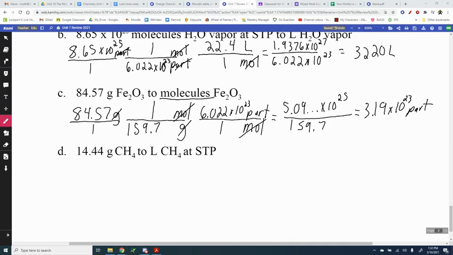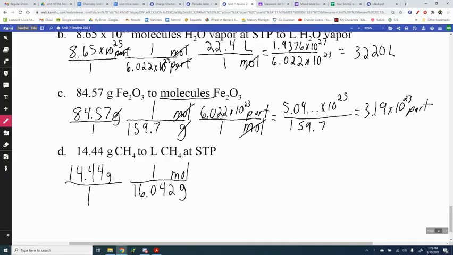Okay, last one. 14.44 grams to liters of CH4, sorry. So we put that over 1. We do our conversion factor. Grams goes on the bottom to cancel out. Moles is our first conversion factor. We put a 1 next to moles. We put our molar mass next to grams, which is 16.042. Okay, grams cancels out. We are left with moles.